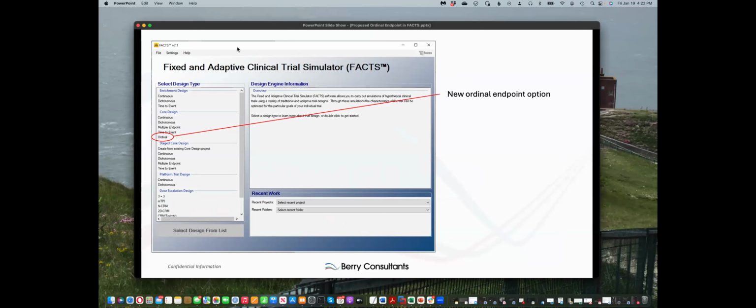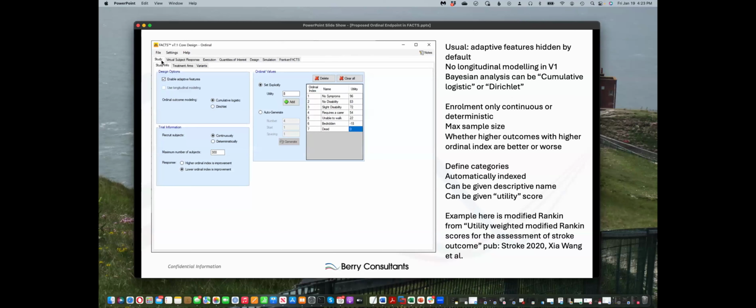So when you start FACTS, this is the usual screen you see, and listed down here is all the different what we call engines or design types. And the new one will appear here under core design with an ordinal endpoint option. And then once you've selected that, you will actually get what looks like the very familiar FACTS user interface with the usual tabs across the top and sub-tabs under each one. And we'll go through those in turn.